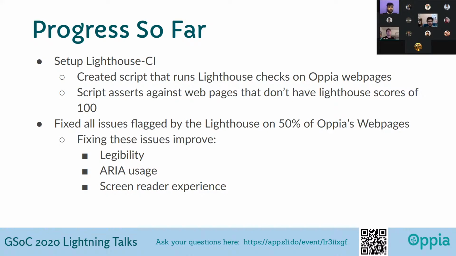So the progress so far is I've set up Lighthouse CI, and it creates a script that runs Lighthouse checks on Oppia's web pages. And the script will assert against any web page that doesn't have a Lighthouse score for accessibility of 100. And I fixed all issues flagged by Lighthouse on approximately 50% of Oppia's web pages. And fixing these issues improved legibility, ARIA usage, and screen reader experience.